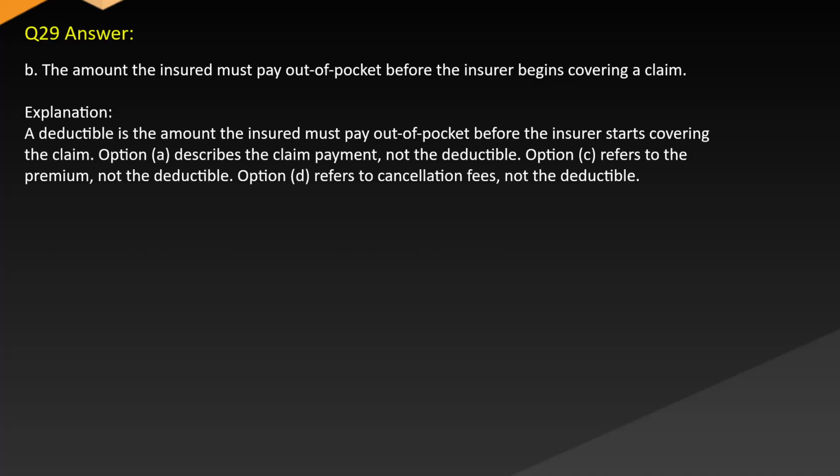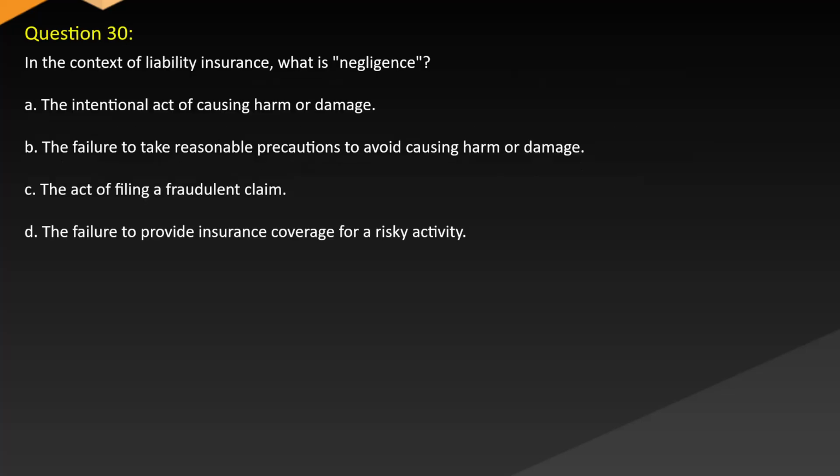Answer B. The amount the insured must pay out of pocket before the insurer begins covering a claim. Explanation. A deductible is the amount the insured must pay out of pocket before the insurer starts covering the claim. Option A describes the claim payment, not the deductible. Option C refers to the premium, not the deductible. Option D refers to cancellation fees, not the deductible. Question 30. In the context of liability insurance, what is negligence?